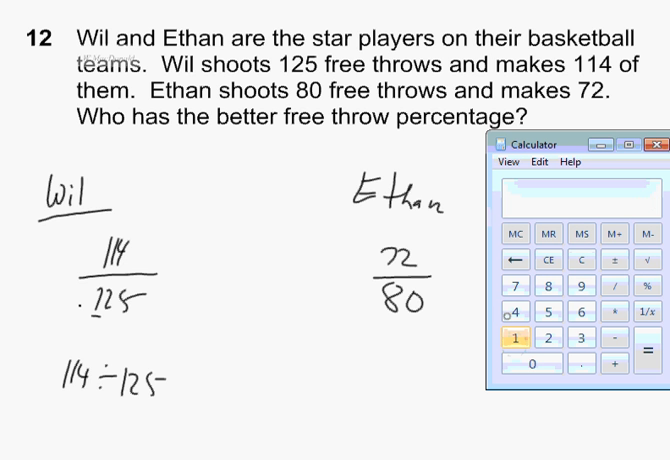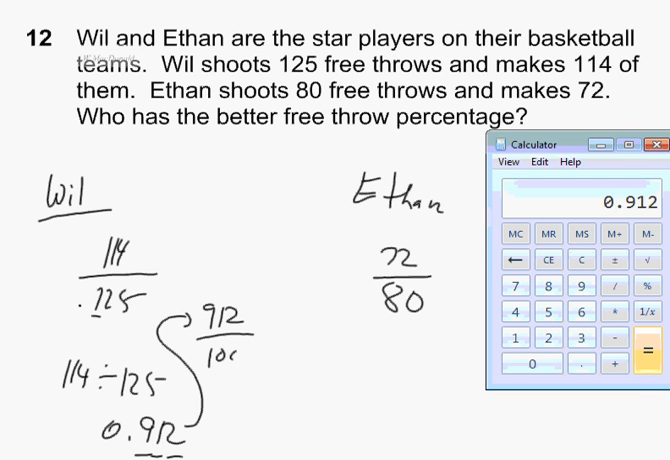So 114 divided by 125 is 0.912, which is 912 thousandths, which is equal to 91.2 over 100. And therefore, it's 91.2%. So Will is a really good free throw shooter. 91.2% is a pretty good free throw percentage.